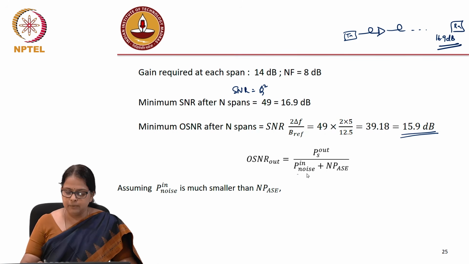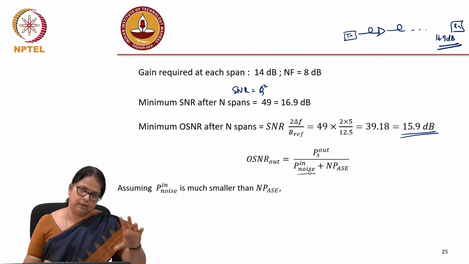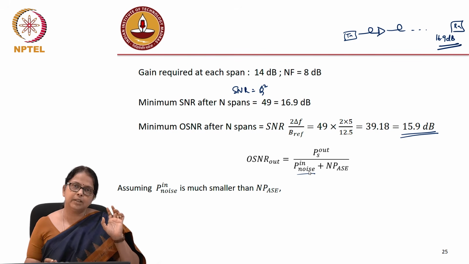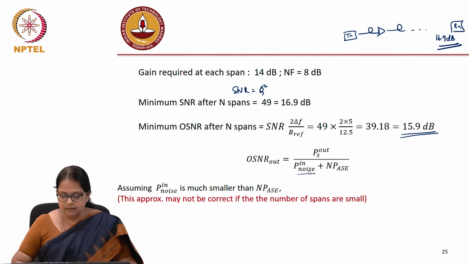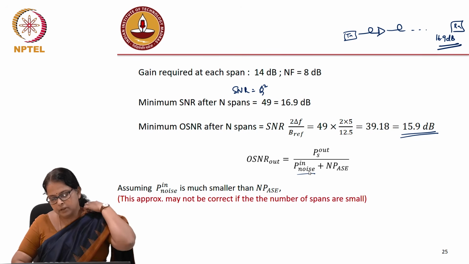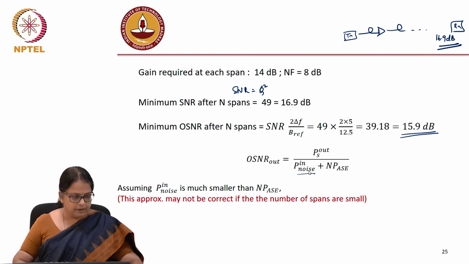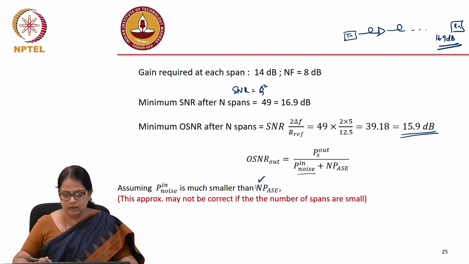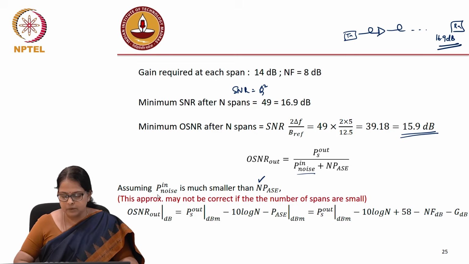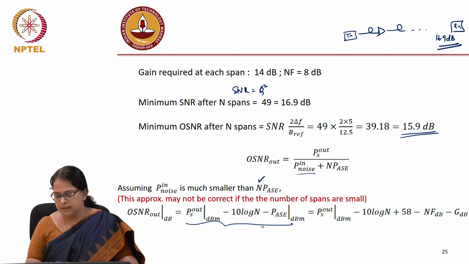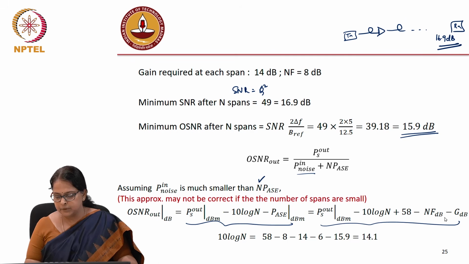So assuming that the input noise of your input signal is very low, which is the case because you took 30 dB as your input OSNR. Of course, you have to remember that this approximation is not correct if the number of spans is very small. This n is what makes the n times P_ASE much larger than P in noise. So OSNR at the output is the relation that we wrote in the previous slide, which is this. So I can substitute here and find out what is the number of spans now, right?